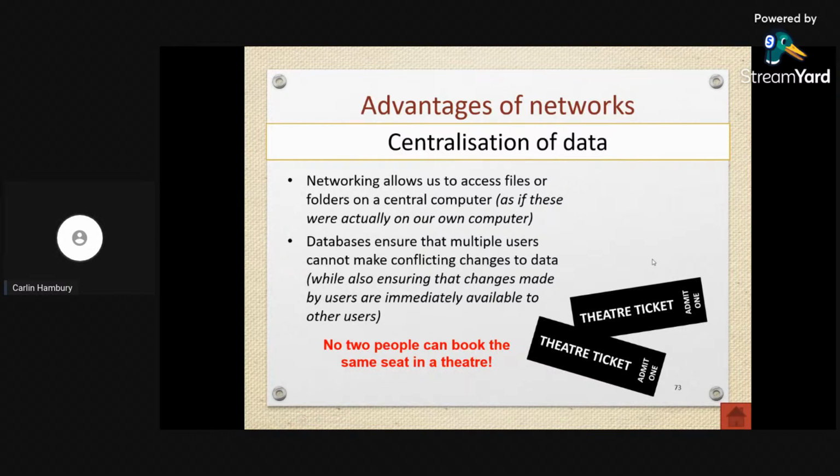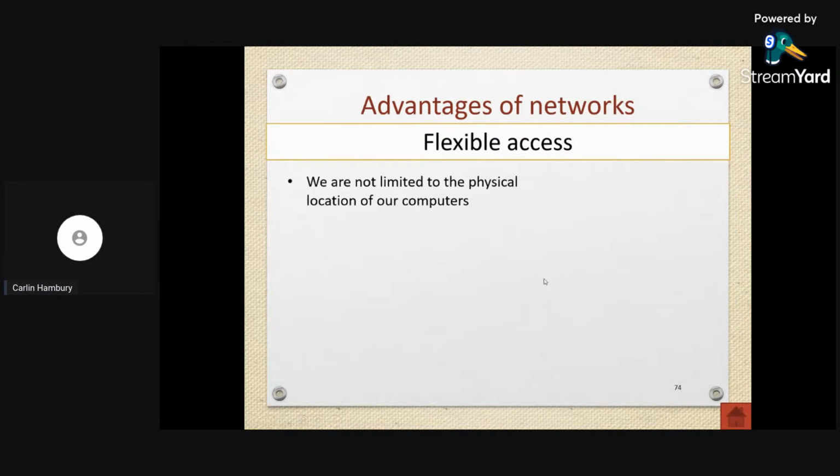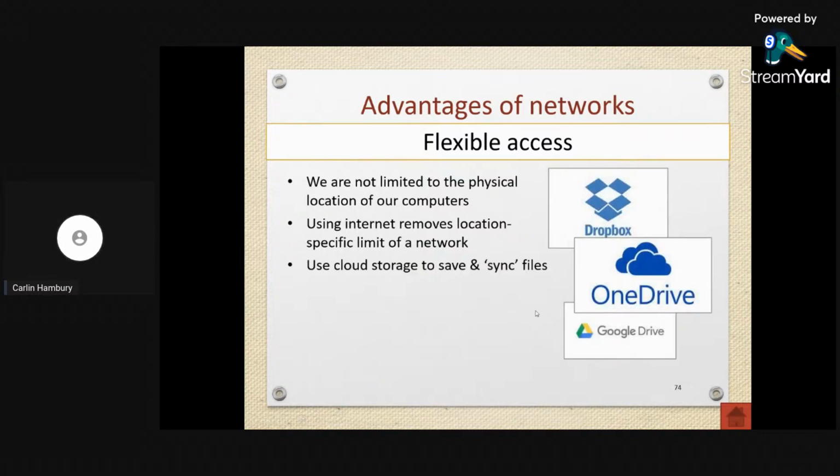I won't be able to get that particular seat. There's flexible access. We know some networks are wireless, some networks have cables with them, so we're not limited, especially when it's wireless, to where we can connect from. And again, just a number of different things. Remember, don't just think of a network as like your local school network. The internet itself is one massive network as well.